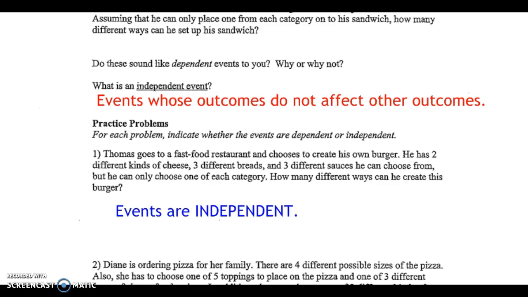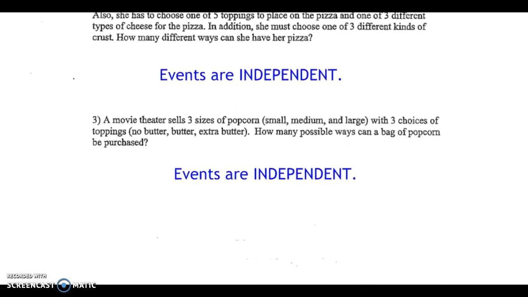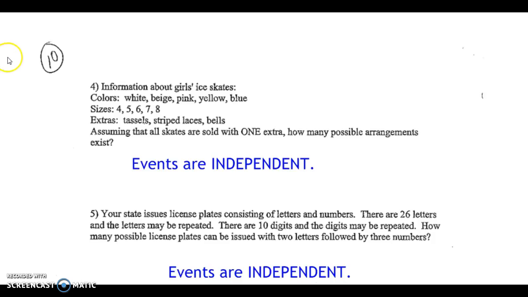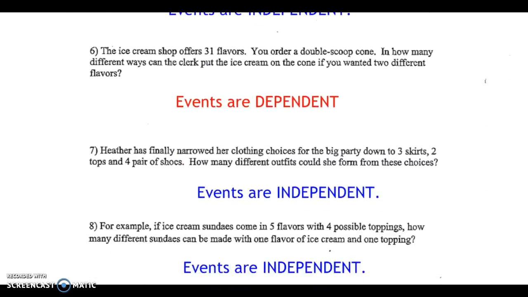Alright, in these practice problems, you can see that most of them are going to be independent because the events do not alter the other events. Or in other words, the outcomes are not affected by the other outcomes. The only dependent event is question number 6.